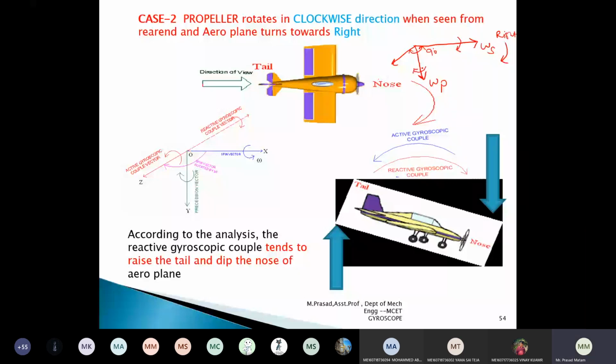This is the clockwise motion. Now I am writing active couple as AC. It is moving in this direction. What is the clockwise motion here? This is the clockwise motion. That's why it will move in this direction.